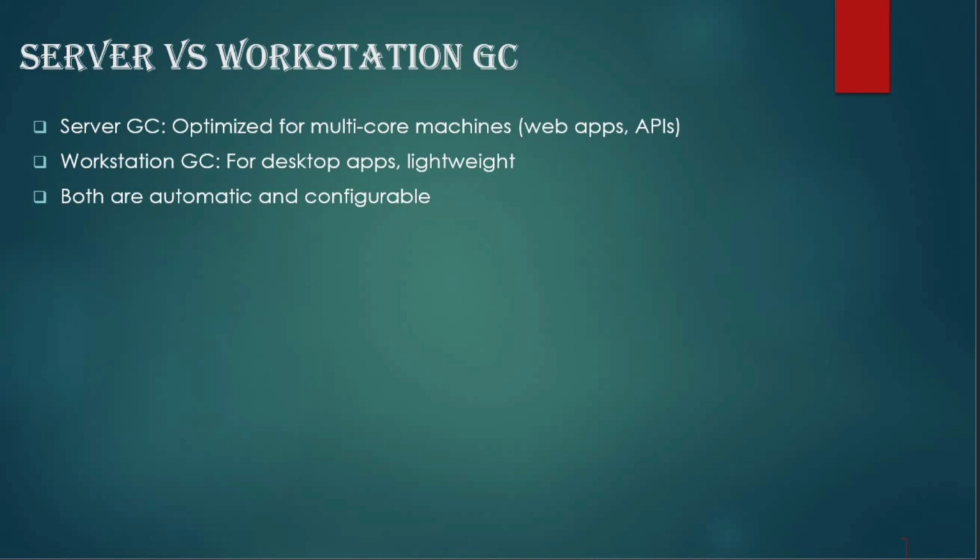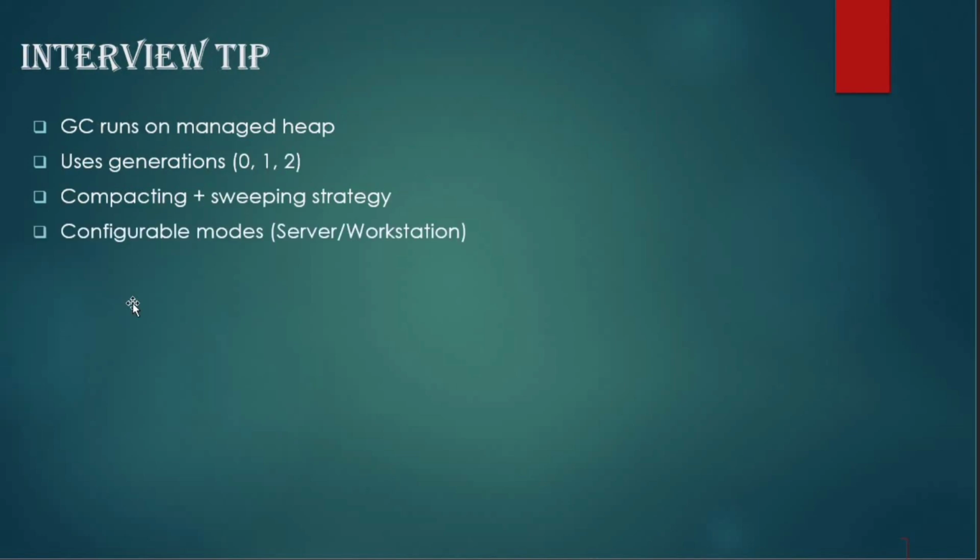Now we'll see some interview tips. Garbage collection runs on the managed heap and it uses three generations: Generation 0, 1, 2. And it has configurable modes, server mode or workstation mode. According to our need we can use either. So .NET Core uses generational garbage collection that tracks object lifetime and automatically reclaims memory using sweeping and compacting.